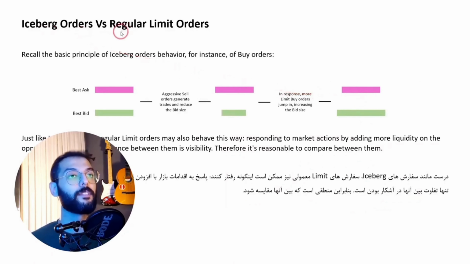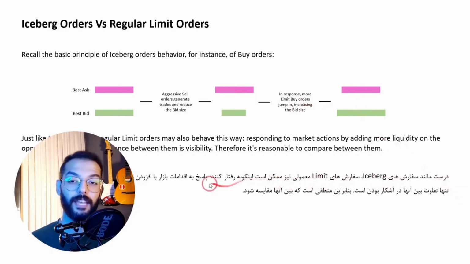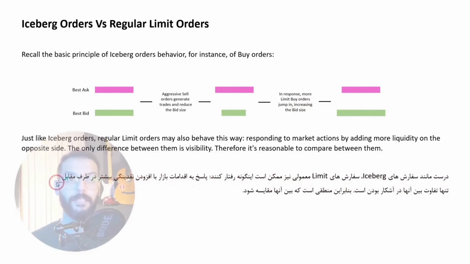Next slide, iceberg orders versus regular limit orders. I want you to pay close attention here and let's do a quick flashback together. Look, it says that just like iceberg orders, regular limit orders can also behave this way. How? By responding to market actions, by adding more liquidity on the opposite side. So look, in the area of asks and bids, there have been some orders. An aggressive seller comes in and starts hitting the bid, consuming the passive bid orders. You can see that the order book becomes less dense. In response, more limit orders are placed, but these could just be regular limit orders. However, the response looks similar to icebergs.